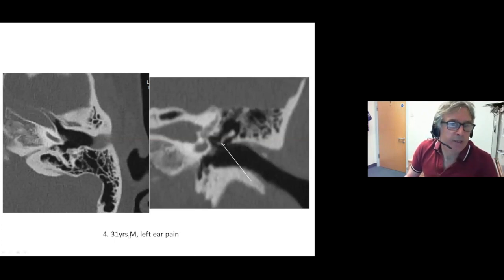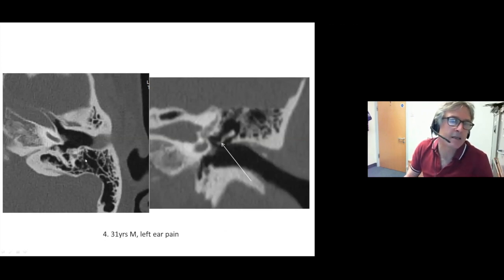Case number 4, 31-year-old with left ear pain. And so here's our basal turn of cochlea. Okay, sorry, the coronal images aren't great, are they? But here's our promontory. Okay, there's the basal turn of the cochlea, and we've got abnormal soft tissue just sitting on the promontory. This typical location for a small glomus tympanicum.